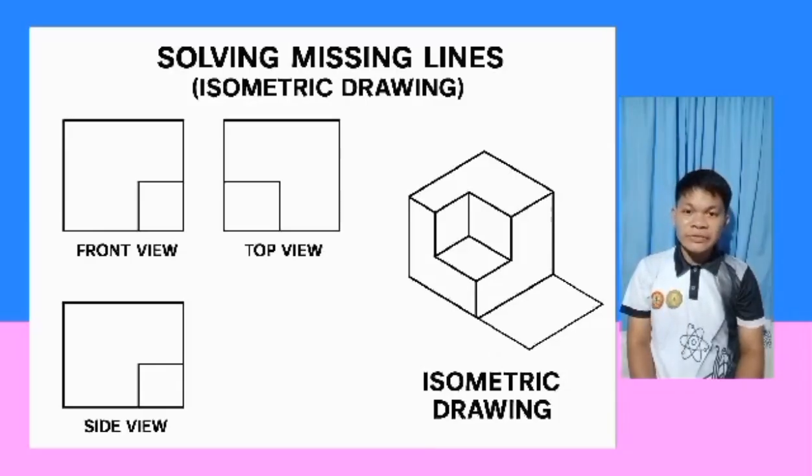By combining these views, we can create a complete and accurate isometric drawing. This 3D view allows us to see the whole shape clearly from its height, width, and depth. Remember, mastering these views will make your technical drawing more precise and easier to read.